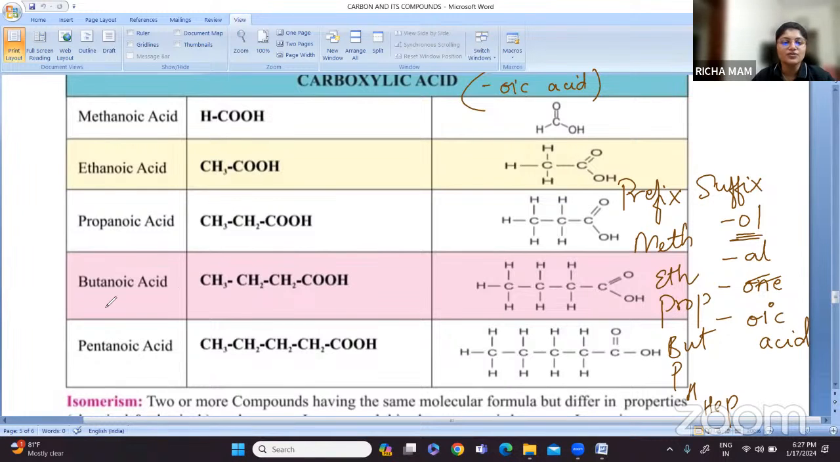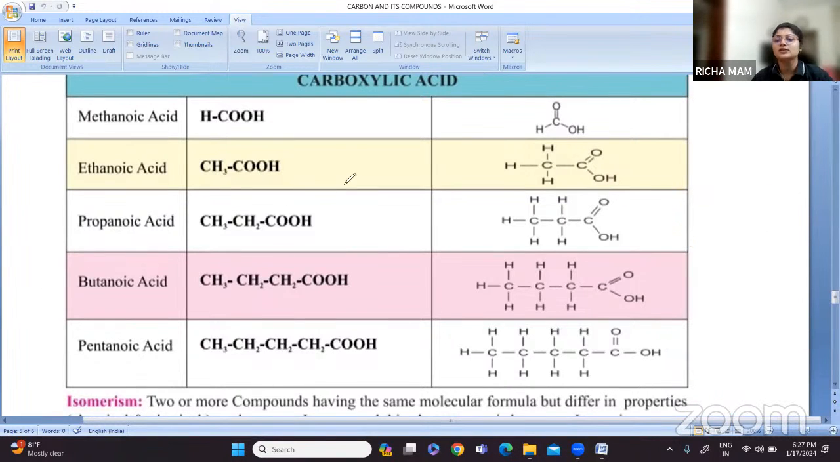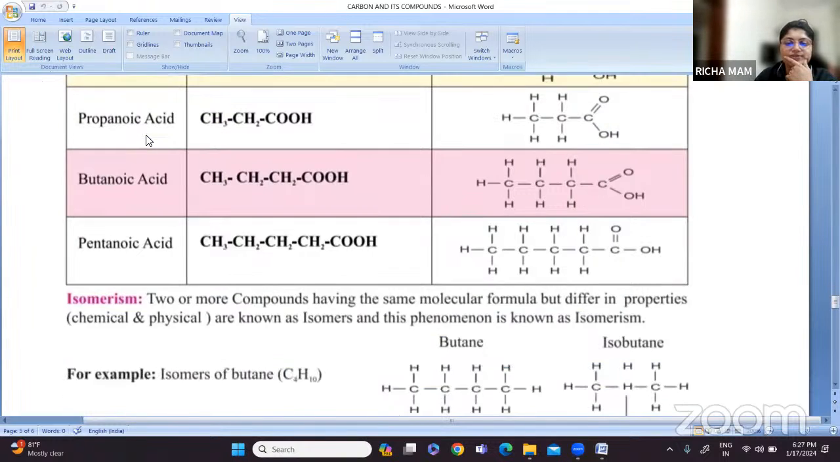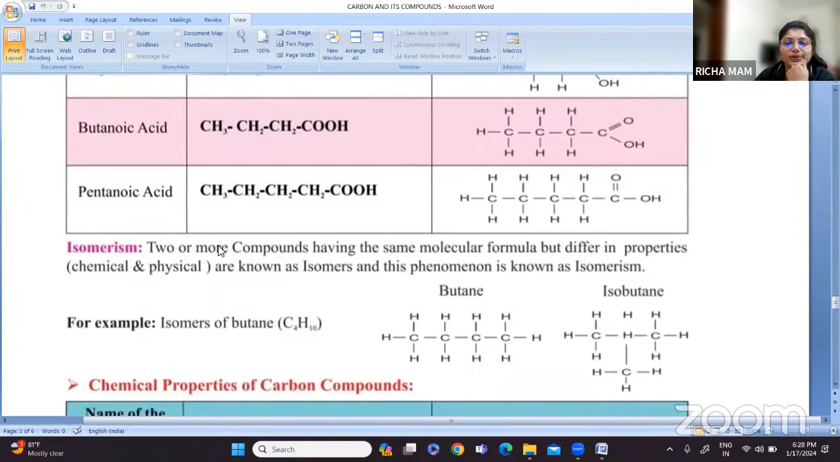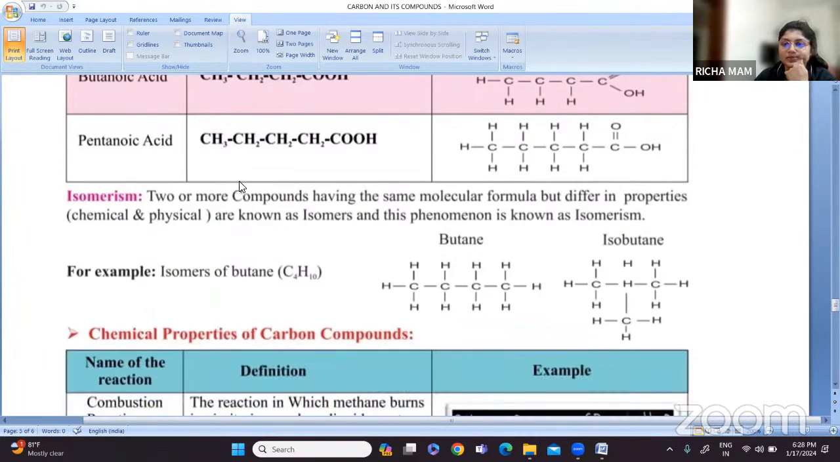So these are the sets of compounds belonging to carboxylic acid. Is it clear, students? These are the compounds following the homologous series. Next we are going to see isomerism. What do you mean by isomerism? This is an important concept from this chapter, so you may get some questions on that also.